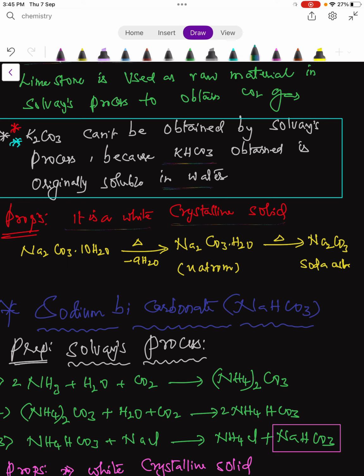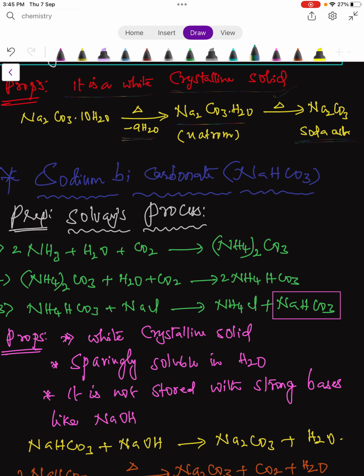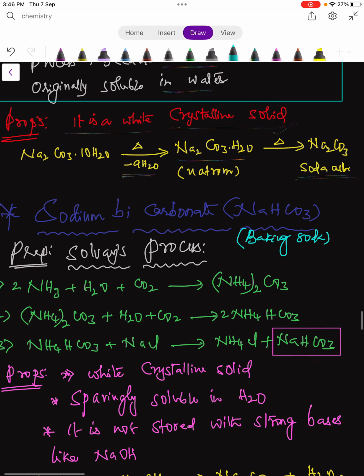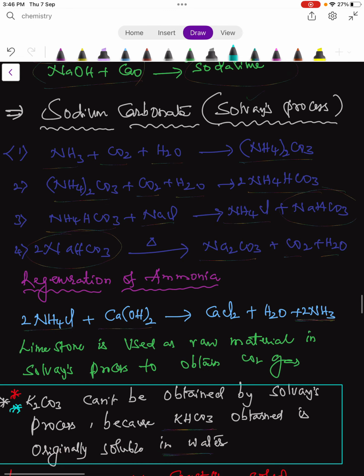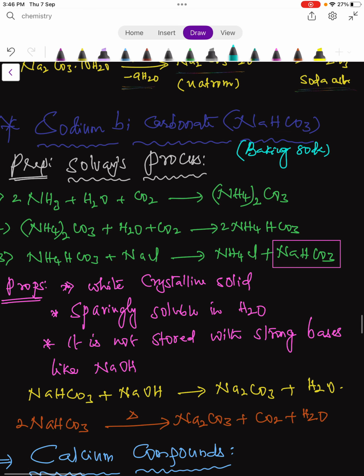On heating, it loses 9 water molecules and is converted to natron, or monohydrated sodium carbonate. Further heating loses that one molecule of water also, and forms soda ash, sodium carbonate. Sodium bicarbonate is also called baking soda, whereas sodium carbonate is called washing soda. Right? Now let us see.